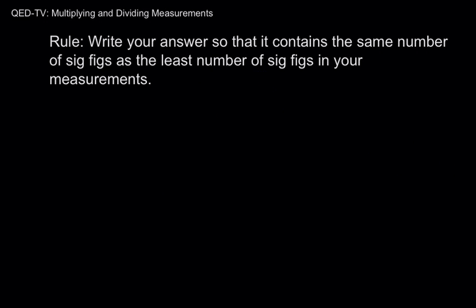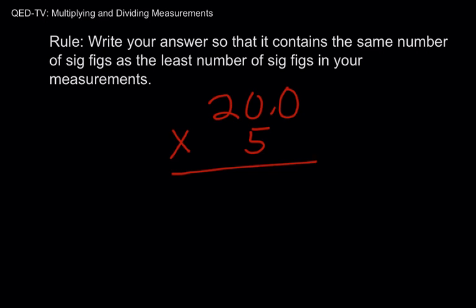Let's take 20.0 times 5. On your calculator, you'd get 100.000, whatever, however far it goes out. I want to figure out how many sig figs there are in both these measurements. This one here, 20.0, has 3. Those zeros are actually significant. If you use the Pacific-Atlantic rule, you'll see that.